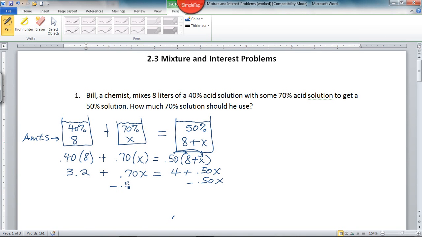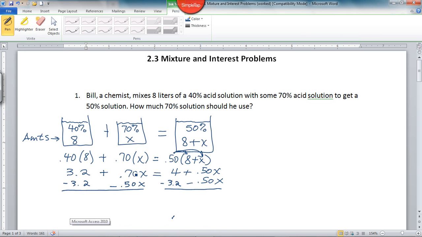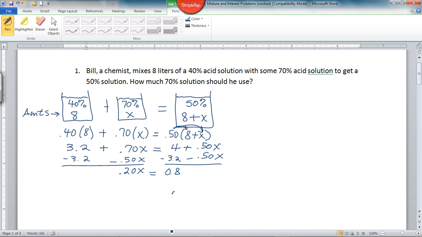from both sides, and then subtract 3.2 to get it to the other side. I'll do that right there at this time too. On the left, I've got 3.2 minus 3.2. Hey, that's 0. 0.70x minus 0.50x, that's 0.20x. Over here on the right, I've got 4 minus 3.2, that's 0.8. And 0.50x minus 0.50x, hey, that's 0. So it's just 0.8 on the right.